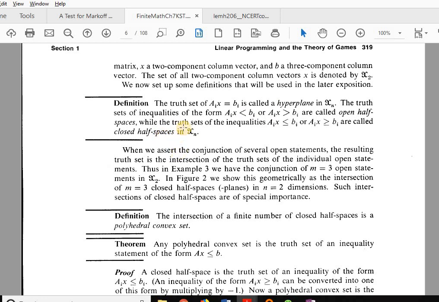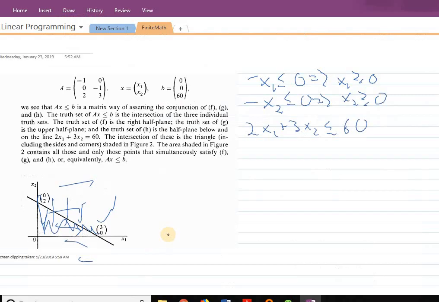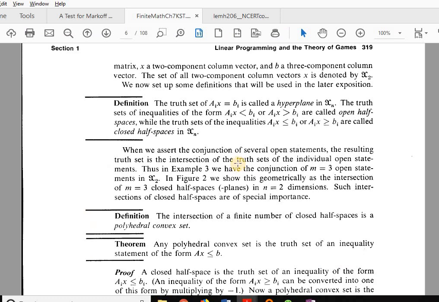So when we are taking several inequalities and we want something to satisfy all of those, you are taking the intersection of half spaces. For us, it's closed half spaces. And here's where we have the definition of polyhedral convex set. The intersection of a finite number of closed half spaces is a polyhedral convex set. So the triangle that we created here is a polyhedral convex set because this to the right of the y-axis is a closed half space, above the x-axis is a closed half space, and below this slant line is also a closed half space. All closed half spaces.